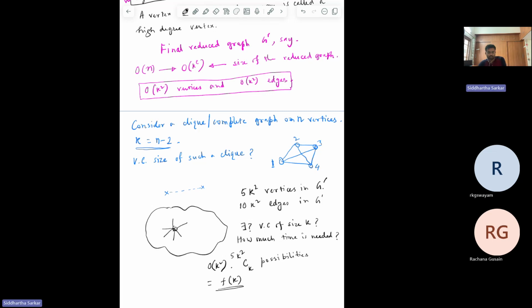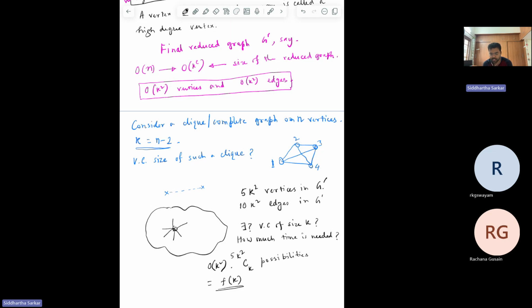Sorry, why am I saying it's a polynomial? It could be exponential in k. In fact, it will be exponential in k, 5k squared to the power k. But it is a function of k. I have a doubt here, whether the number of possibilities would indeed be this much. If we go for brute force with 5k squared vertices, for every vertex we would have two possibilities: either I include it as part of the VC or not. So there would be 2 raised to the power 5k squared possibilities.